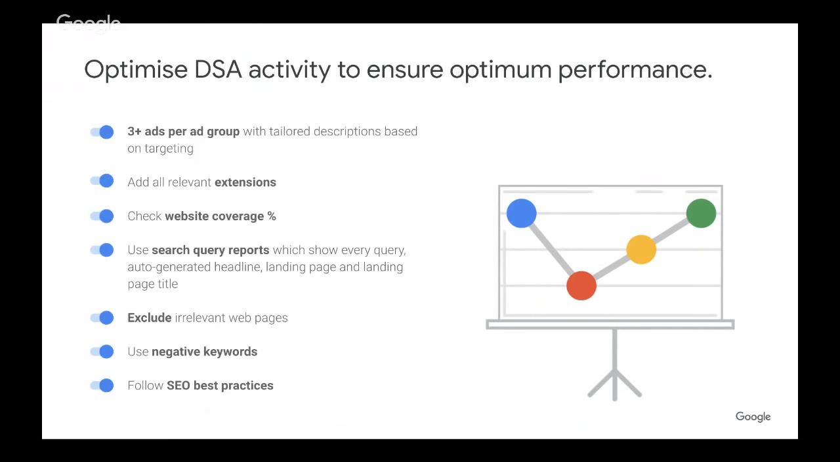So how to optimize dynamic search ads? Have 3 ads per ad group, use all relevant extensions, check if the website coverage is enough. You can check the search query report if you're showing on the relevant queries for your business, otherwise you can exclude that. Also for the website it is very important, so use the best practices of search engine optimization.